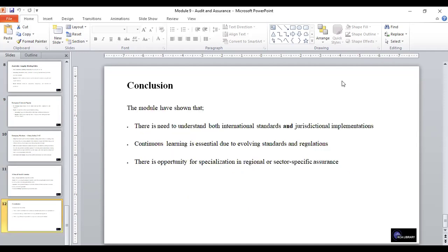In conclusion, this module has shown that there is need to understand both international standards and jurisdictional implementation. Continuous learning is essential due to evolving standards and regulations, and there is opportunity for specialization in regional or sector-specific assurance. Thank you.